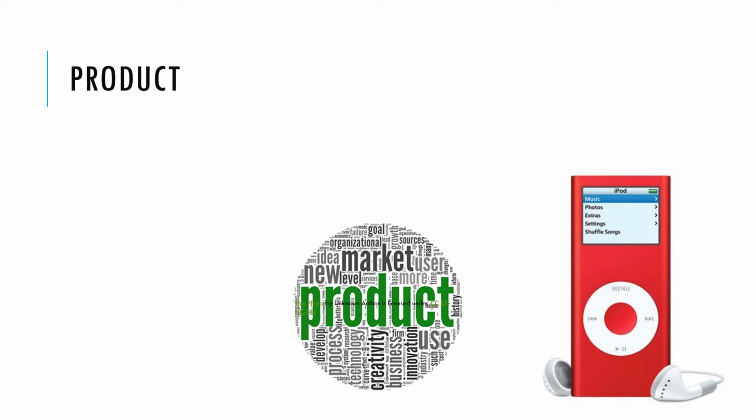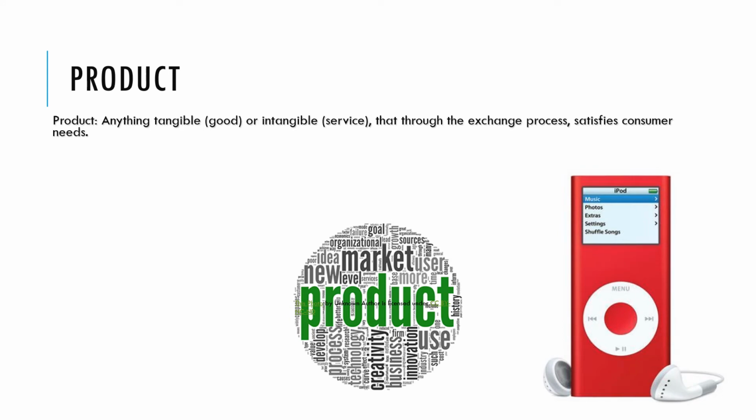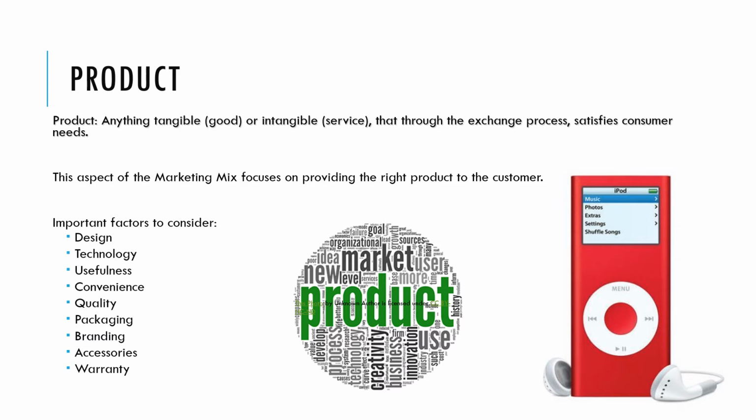Now we're going to focus on product here, the first P of the marketing mix. And by product, we mean the good or the service that the business offers. Important factors the business should consider when designing their product are some of the following down here. The design, the technology used, how useful it is, convenience, quality, packaging, branding, and accessories. We're going to focus in particular on the design and the design mix.